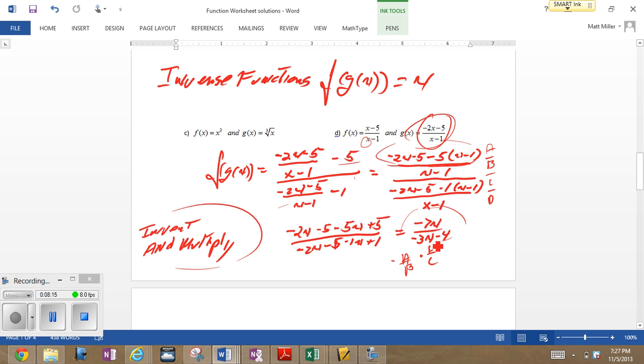So that's what we get, and I'll leave it to you to do the composition the other way, and I can assure you it will not be the same thing, because these are not inverse functions, so it is for you to determine that, okay?